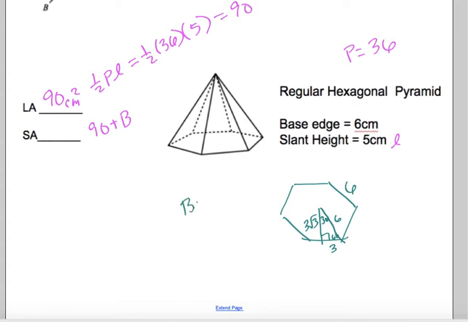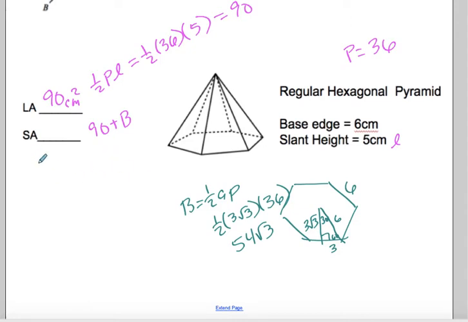So the area of the base is going to be 1/2 apothem times perimeter. The apothem is 3 root 3, and the perimeter we already have is 36. So 3 times 36 divided by 2 is 54. So 54 root 3 is the area of the base. So we want to do the total surface area.